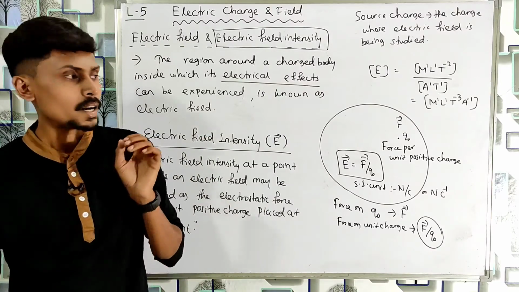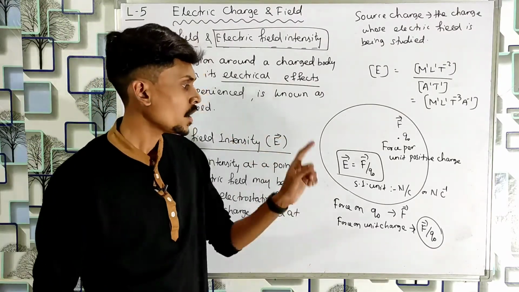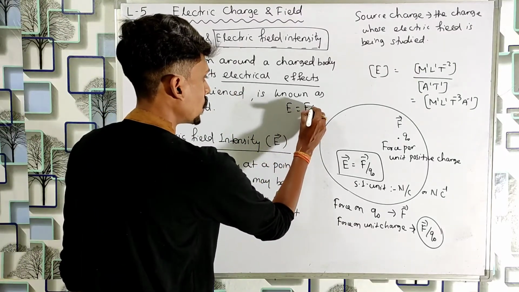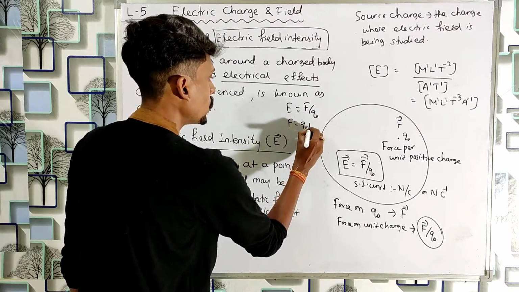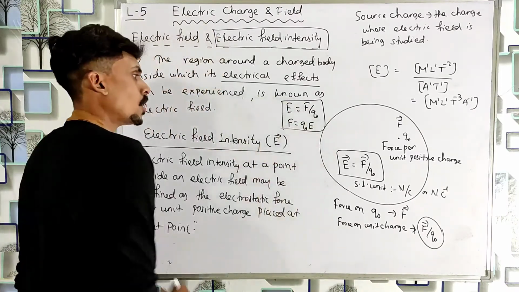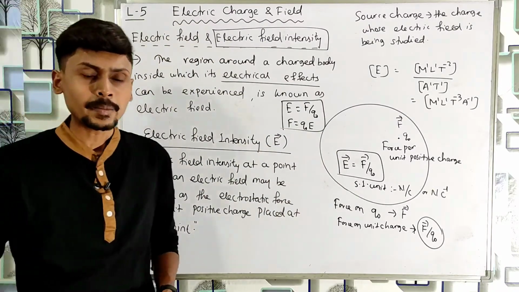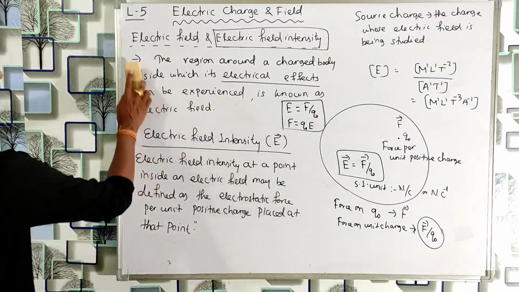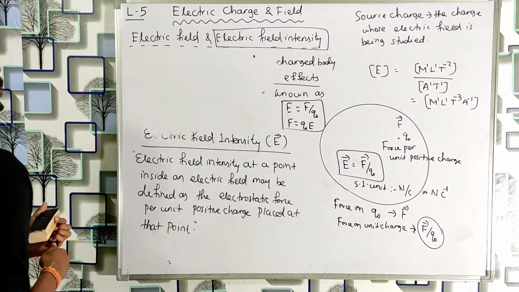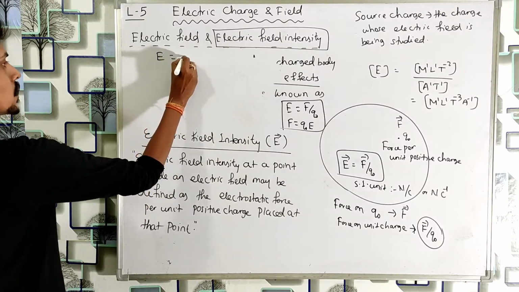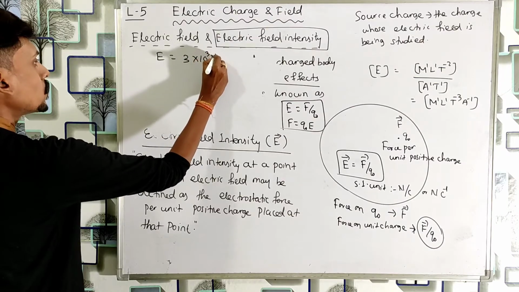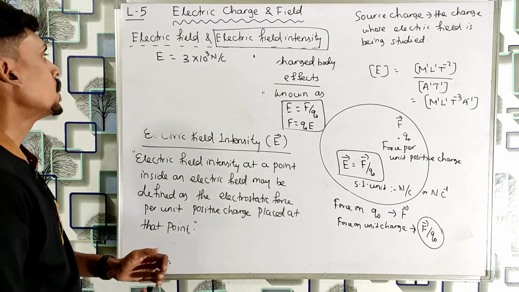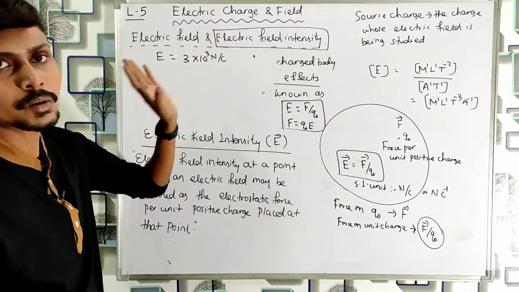How to calculate electric field intensity at a given point? E equal to F by q naught. So if E equal to F by q naught, then F equal to q naught into E. It means, suppose at a given point, the electric field is 3 into 10 to the power 3 Newton per coulomb. Suppose at a given point the magnitude of electric field is 3 into 10 to the power 3 Newton per coulomb.